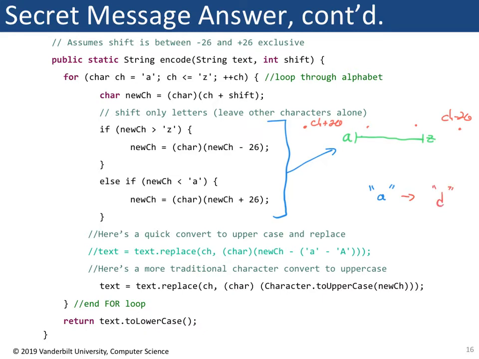Okay? Then we go to B, there are no B's, so nothing changes. We go to C, no, there are no C's, nothing changes. Oh, CH takes on the value D. Well, the encoded version of D is going to be F, and we have a D. And so we would then convert this D to an F.